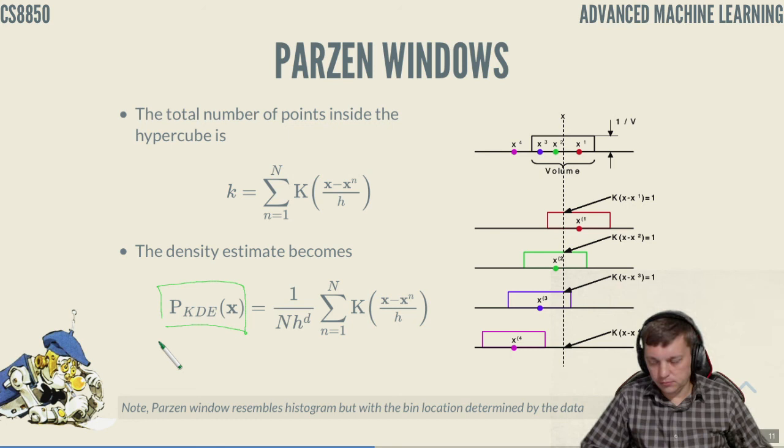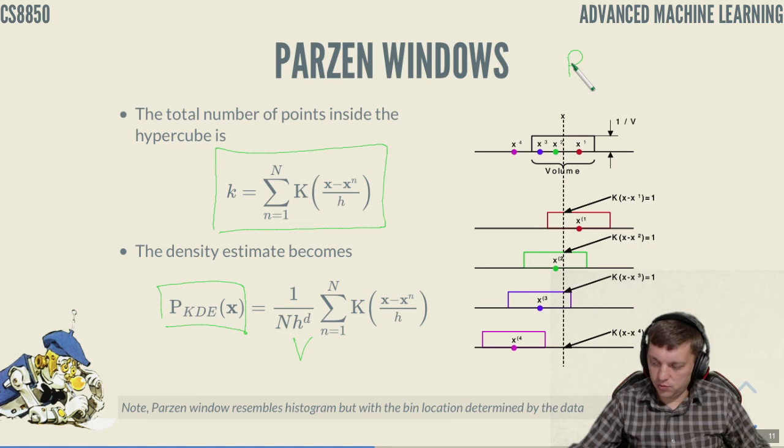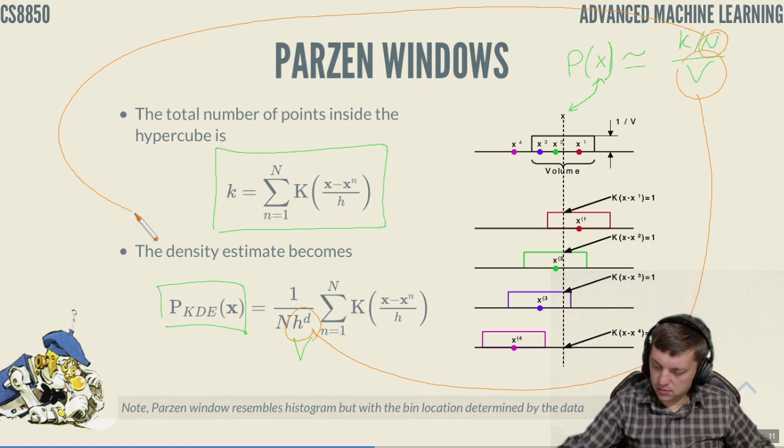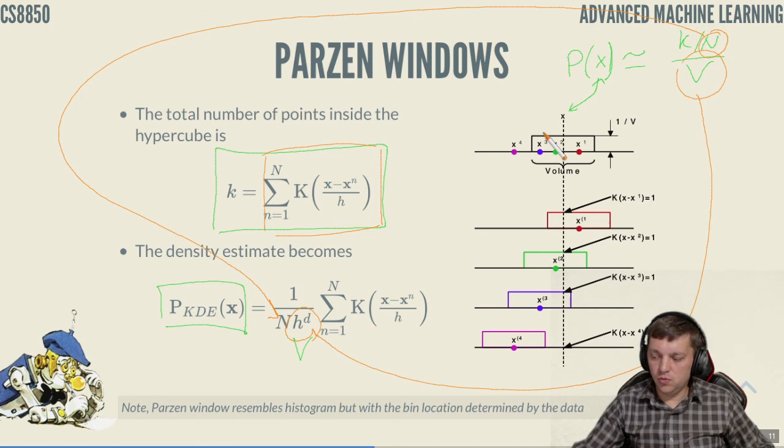If we do this, for Parzen windows, it's the V. So this trick computes the K, and as before, when we are approximating the probability density function at x as k over n over v. So v is this, and this is here. But k is just the number of points that fall within the volume surrounding x.